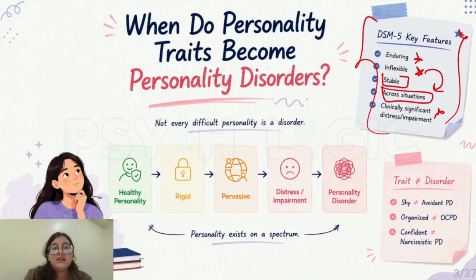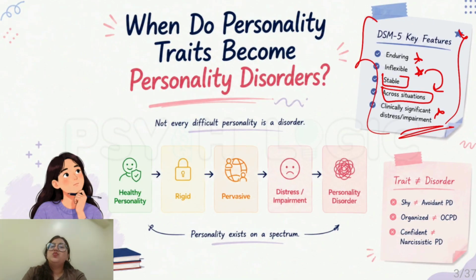And the third is that these patterns should cause significant distress or impairment. This is one of the biggest diagnostic clues. We have seen this across most of the disorders, right? Either the person suffers because of these traits, or the people around them are suffering. Their work is suffering, their studies are suffering, their relationships are suffering. We as psychologists diagnose dysfunction, not just difference.